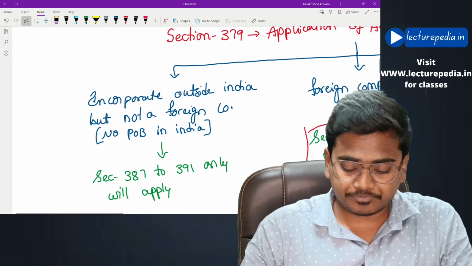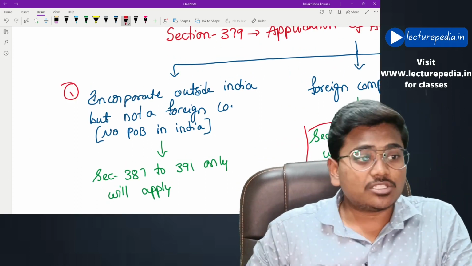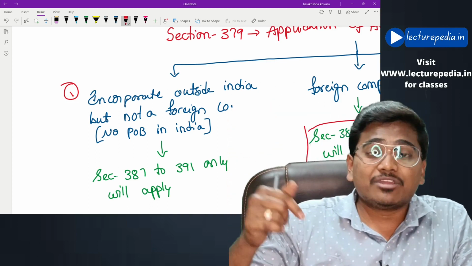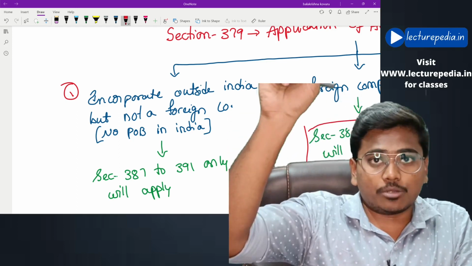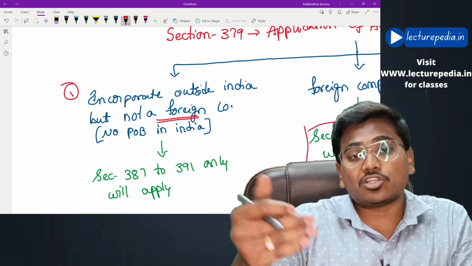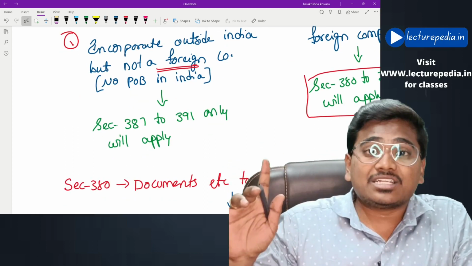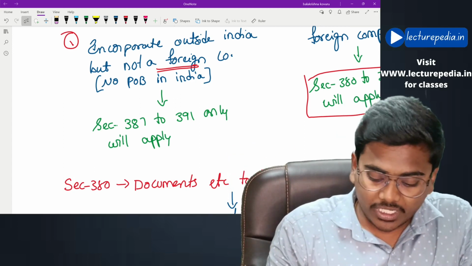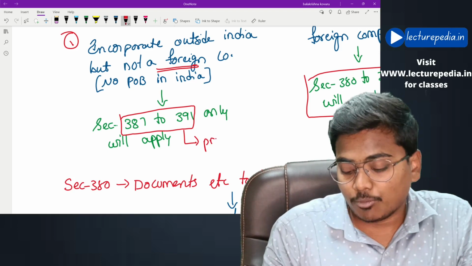Now, this is the first type of company. For companies which are incorporated outside India but not having place of business in India. That means this company is incorporated outside India, but it is not a foreign company because it is not having place of business in India. For such a type of companies, section number 387 to section number 391, only these 5 sections will be applicable. These 5 sections will be dealing with prospectus.